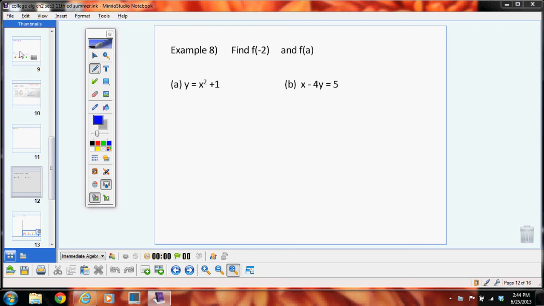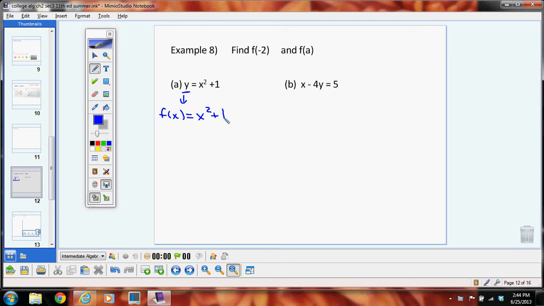Okay, on example 8, the first thing we have to do is get it in function notation. Now before you get it in function notation, you need to get the y by itself. Notice on part A, they've already done that for us. So to change this to function notation, the only thing you do is change y to f of x. So we have f of x equals x squared plus 1. That is called function notation.